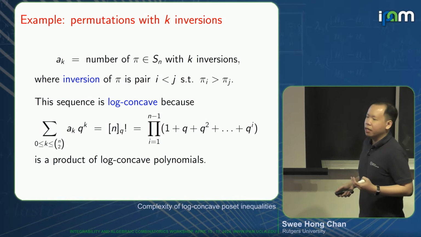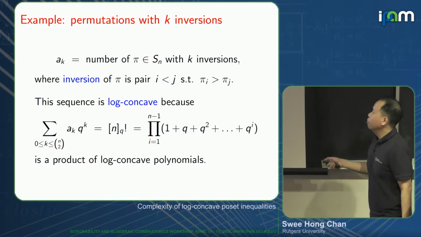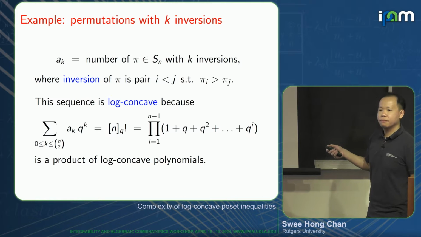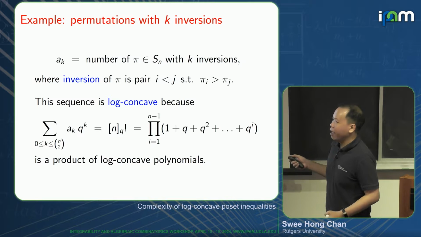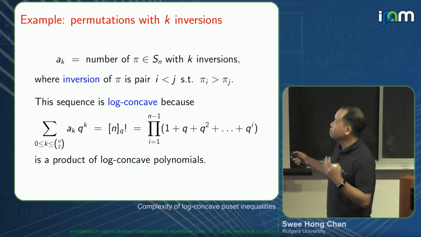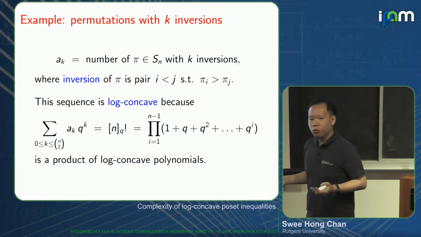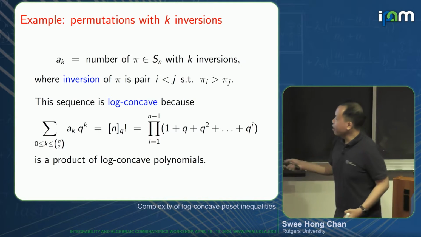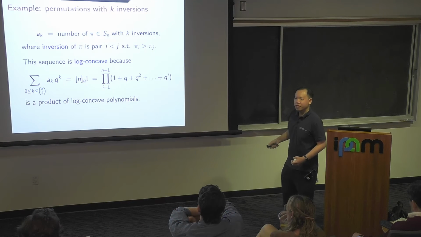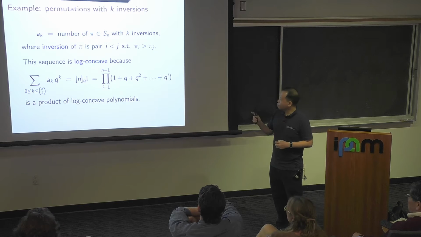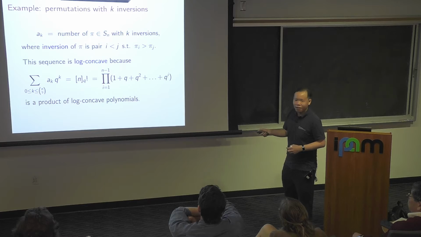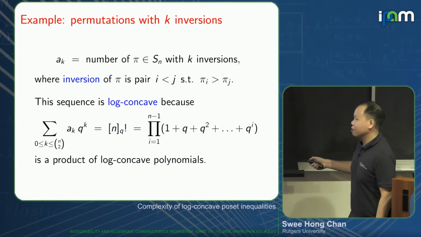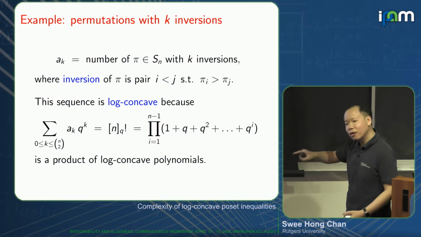The second example comes from permutations with exactly k inversions, where an inversion here is a pair i and j such that i is less than j, but pi(i) is greater than pi(j). Okay? And already for this example, as far as I know, there is no explicit formula for computing a_k. So you cannot use direct computation to show this is log-concave. Instead, what people usually do is that they write this generating function and then realize that, oh, what a coincidence, this is from EC1, chapter 3, that this is the q-analog of n factorial. Okay? And then what is important here is that each of these polynomials has coefficients that are all 1. In particular, it is a log-concave sequence.